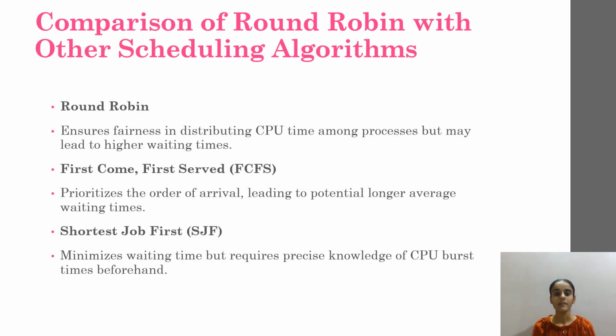Comparison of round robin with other scheduling algorithms. Round robin ensures fairness in distributing CPU time among the processes but may lead to higher waiting times. First come, first served, FCFS, prioritizes the order of arrival, leading to potentially longer average waiting times. Shortest job first minimizes the waiting time but requires precise knowledge of CPU burst times beforehand.